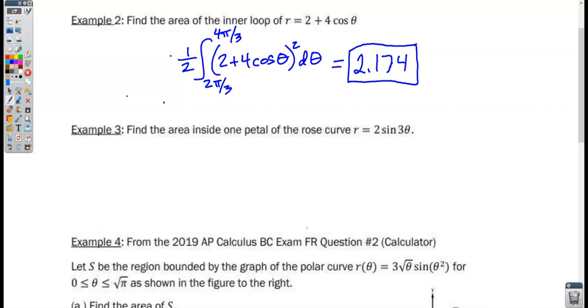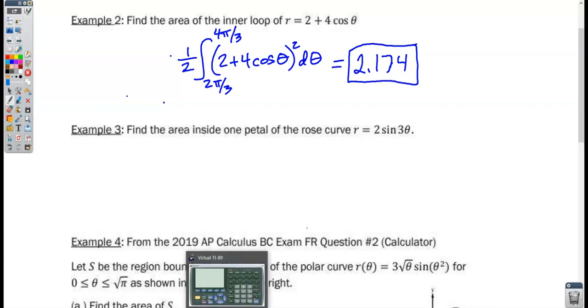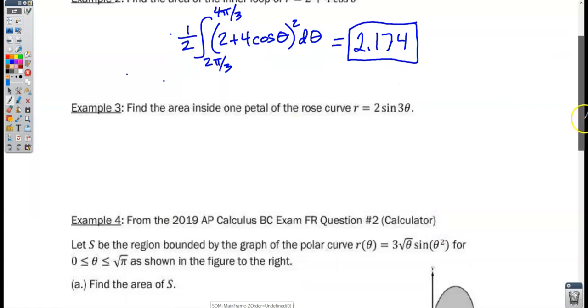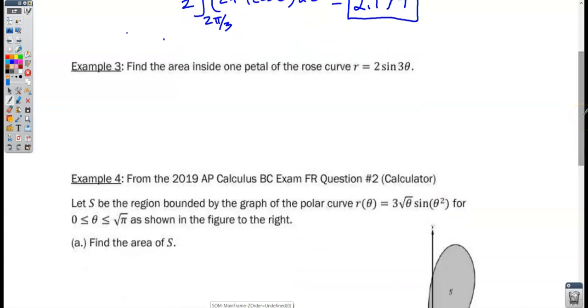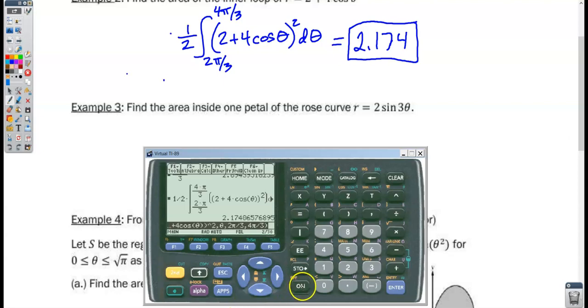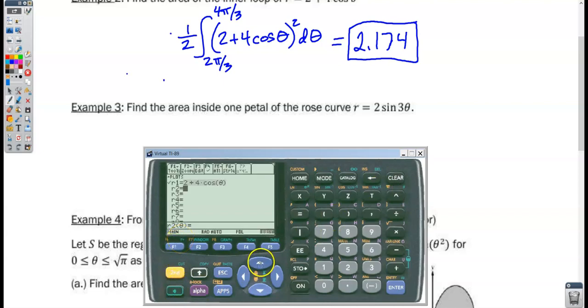Find the area inside one petal of the rose curve, r equals 2 sine of 3 theta. The fact that it's saying there are multiple petals that we're going to be looking at here means that we're going to have some options, probably, as far as how we're going to do the integration to determine this area. So let's go ahead and take a look at the curve.